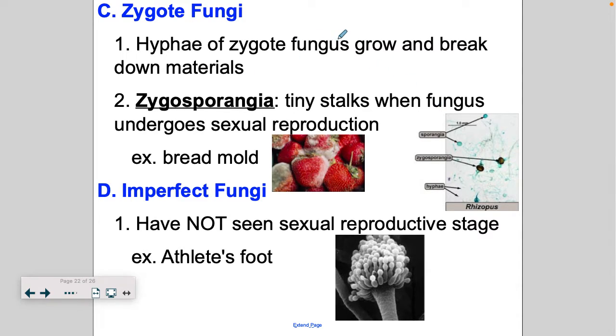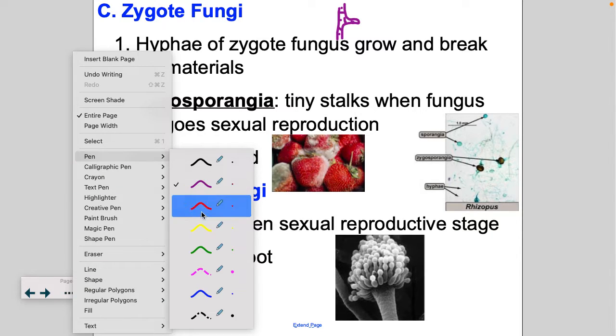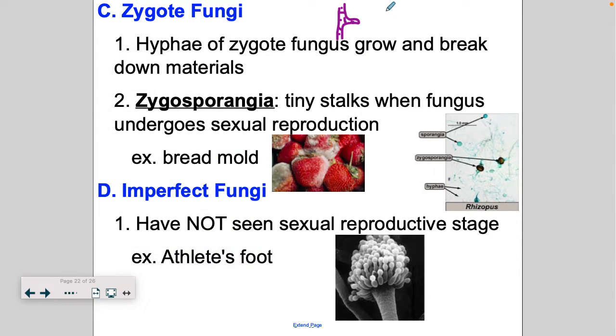I'm going to draw a really bad picture over here. Let's say this is a hyphae, and it kind of branches off. Hyphae are made up of cells, all right? So this is made up of many cells, and they have a nucleus because they're eukaryotic. So there's one hyphae. And I'm going to draw another hyphae in a different color. Let's go green. So here's another hyphae.